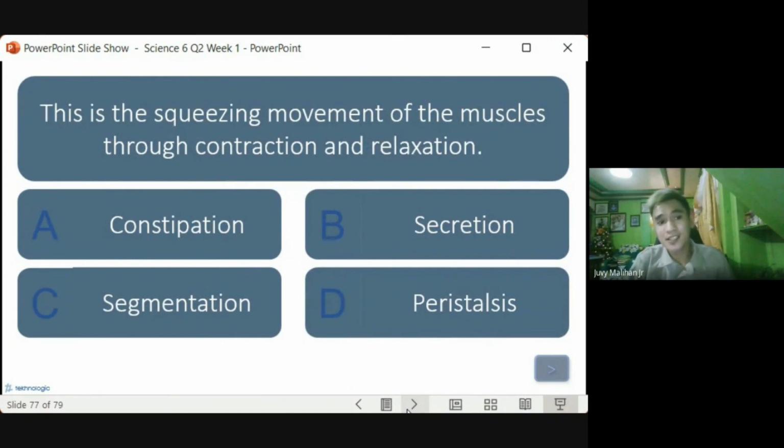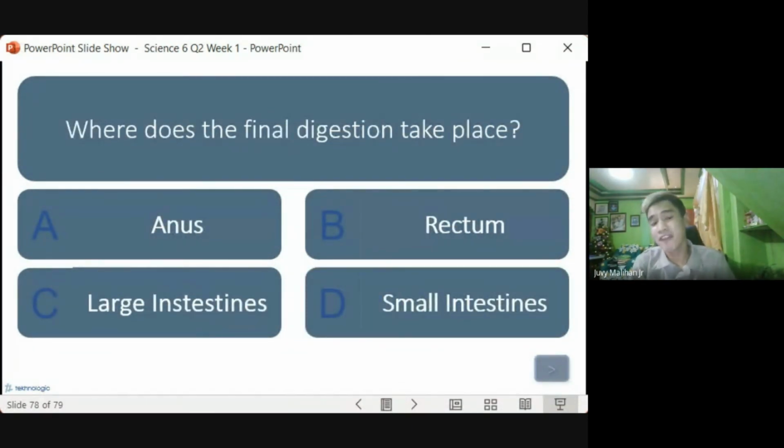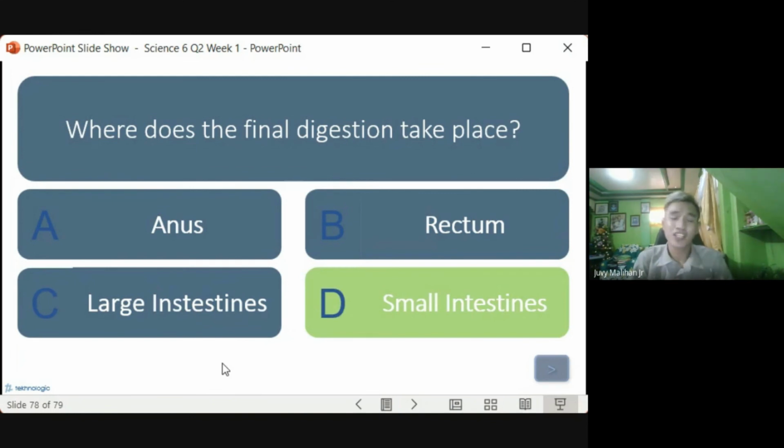Next, this is the squeezing movement of the muscles through contraction and relaxation. Is it constipation, secretion, segmentation, or peristalsis? Very good. So the squeezing movement is the peristalsis movement. Next is, where does the final digestion take place? Is it in the anus, in the rectum, in the large intestines, or in the small intestines? Very good. So the final digestion takes place in the small intestines.